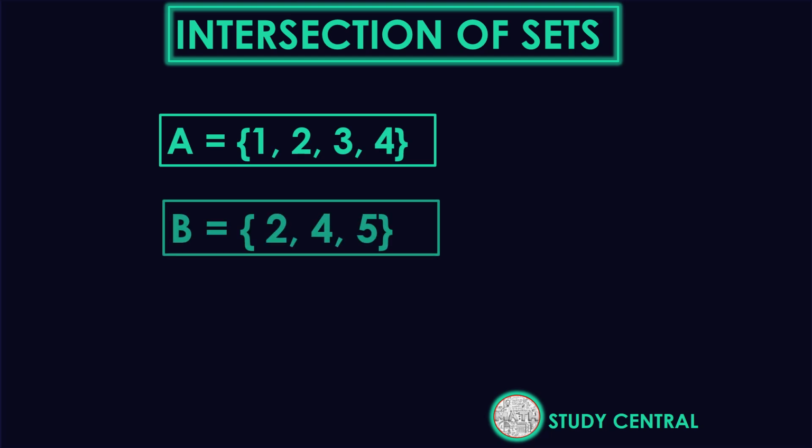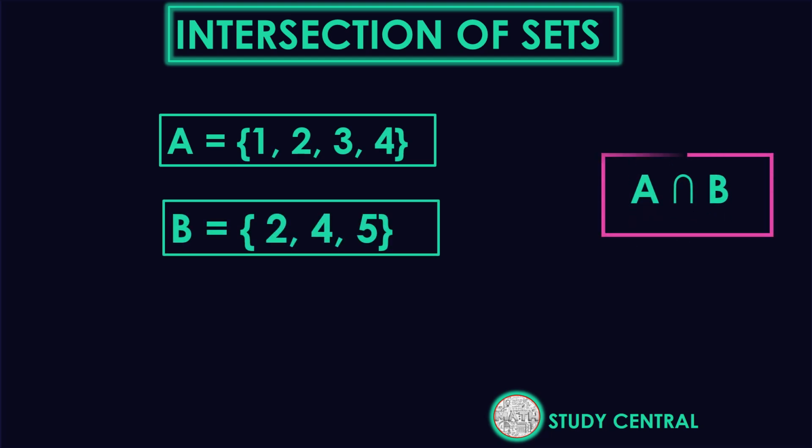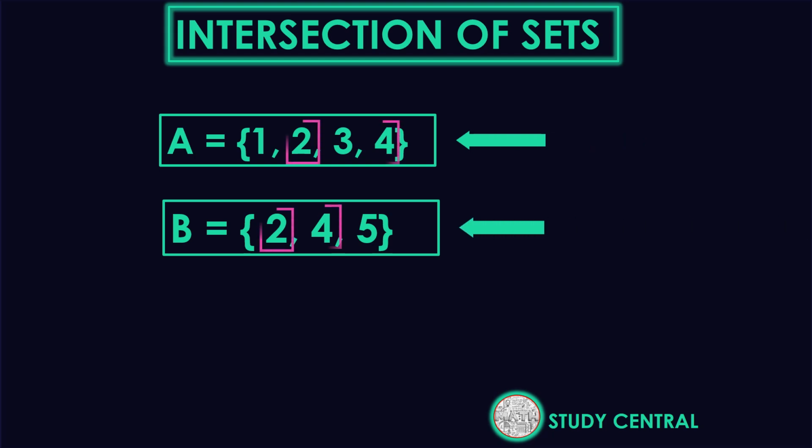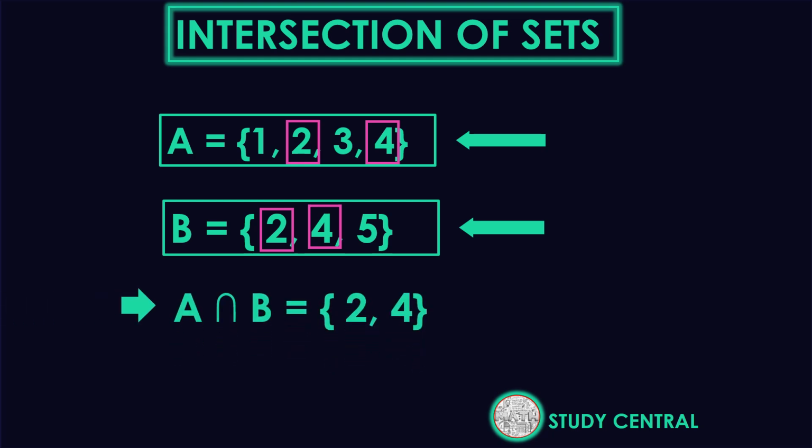If we are working with these sets A and B, the intersection of sets A and B is a set of elements that belong to both A and B. 2 and 4 are elements of A and are also elements of B. Hence, the elements of A intersection B are 2 and 4.